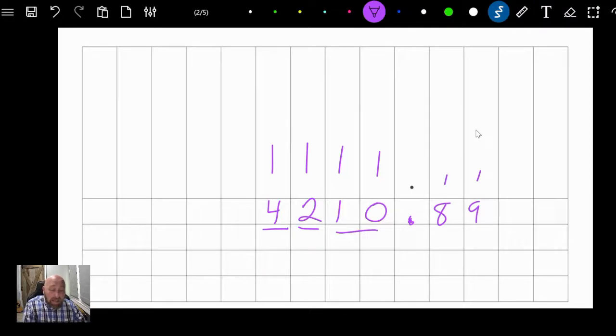4,210 and, there's the decimal point, 89 hundredths is how you would read that. 4,210 and 89 hundredths. All right, good.